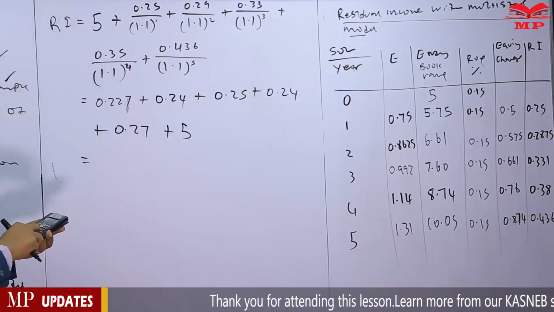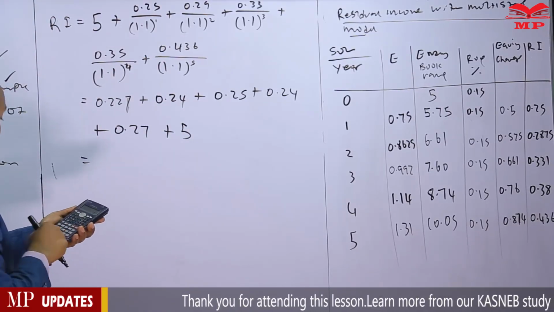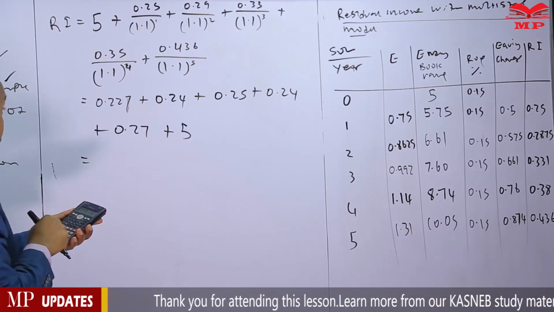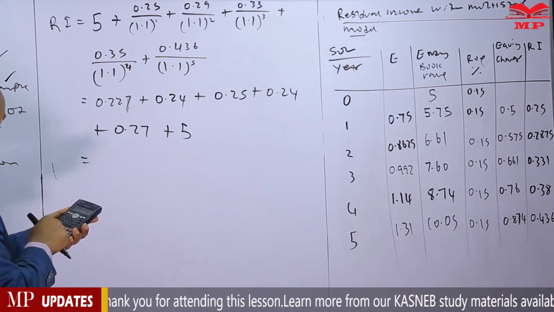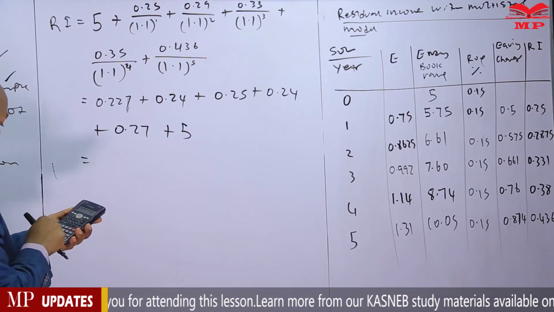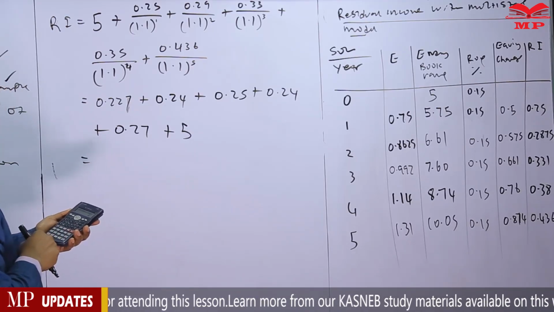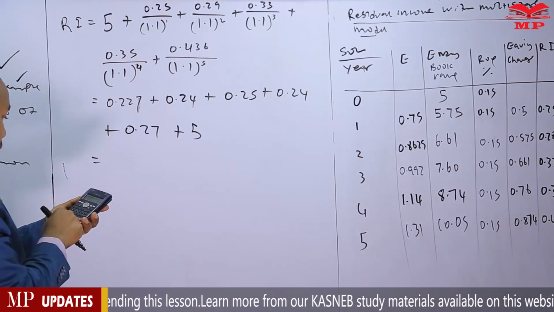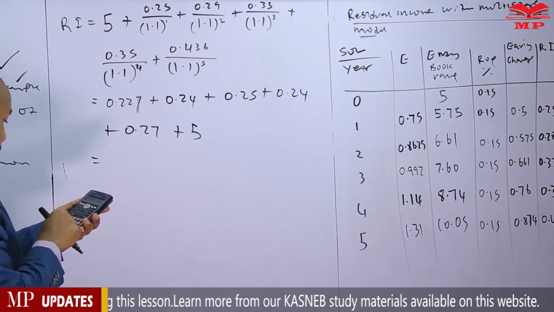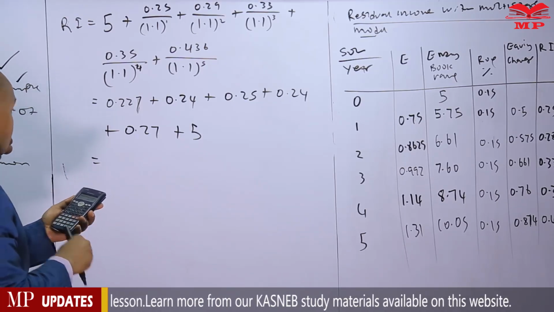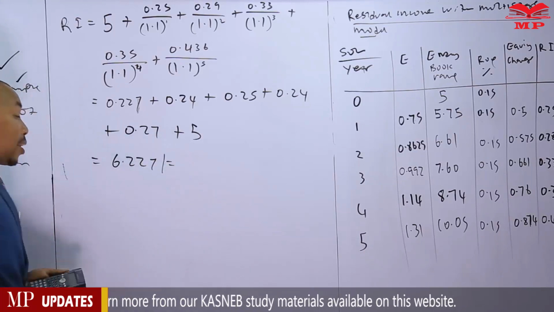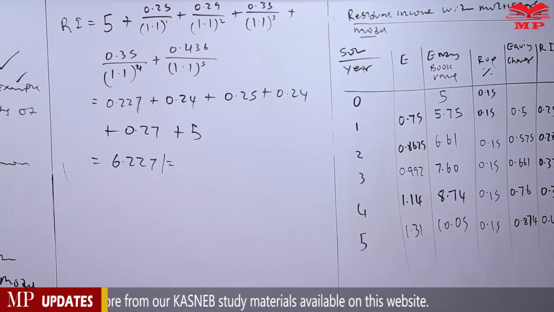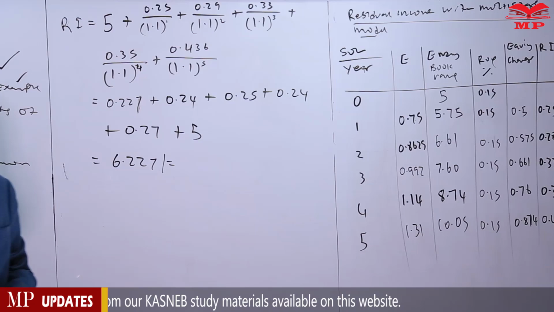So how much do we have as the intrinsic value? We have 0.227 plus 0.24 plus 0.25 plus 0.24 plus 0.27. Then we add 5. 6.227. 6.227 shillings. That is the value based on residual income there.